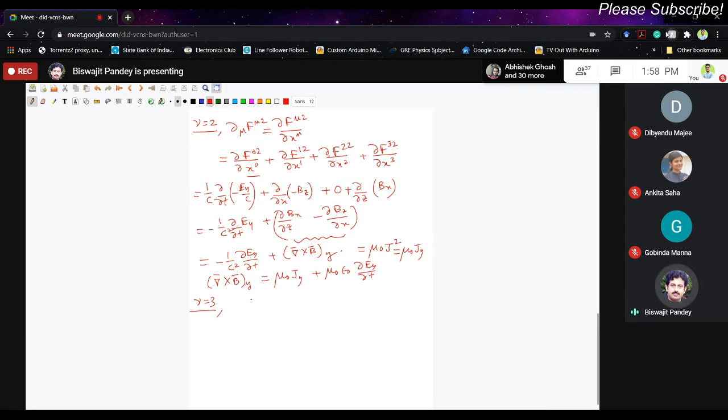And the final value of mu is 3. So if I use mu equal to 3, we shall get del mu F mu 3, which is del F mu 3 del x mu. Again, it's quite similar: del F03 del x0 plus del F13 del x1 plus del F23 del x2 plus del F33 del x3. Again, you just have to remember each and every term. What is that? Del x0 is 1 over c del t, first row last element minus Ez by c, right? Minus Ez by c.